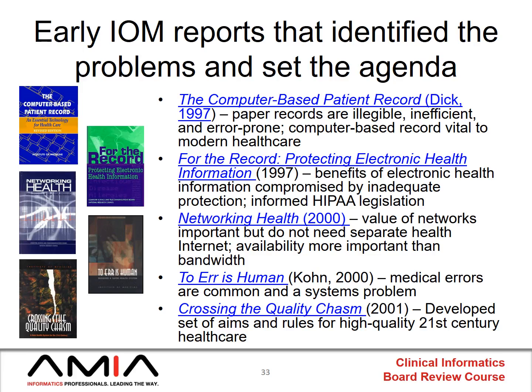Probably of all these reports, the ones that got the most press were first the To Err Is Human report, which brought to light the epidemic of medical errors, noting that they're common and are a systems problem, not necessarily attributable to single individuals. And then the Crossing the Quality Chasm report that developed a set of aims and rules for high quality 21st century healthcare.